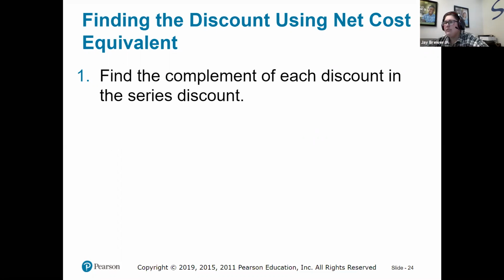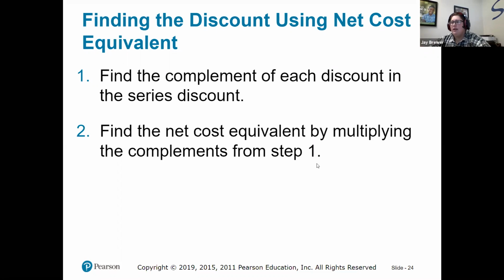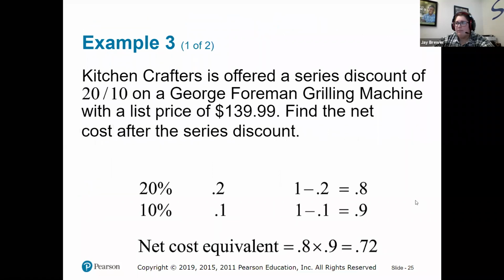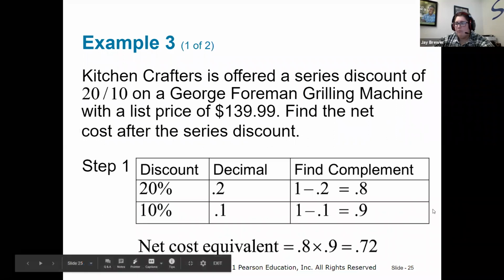All right, so number 1 says find the complement of each discount in a series. Next, it says find the net cost equivalent by multiplying the complements from step 1. The net cost after the discount is the list price times the net cost equivalent. Okay, so I wouldn't worry about these steps until we see an example here. And then if you need the steps, I'll go back.